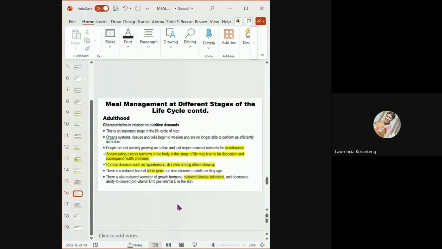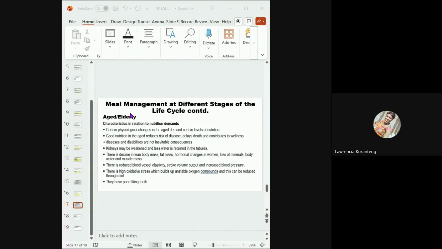So let's look at the aged and the elderly. They are also very important. Remember the last time when we were talking about meal management, I included them: if you have all of these people in your family, how do you cook for them? So let's look at certain characteristics in relation to nutritional demands.